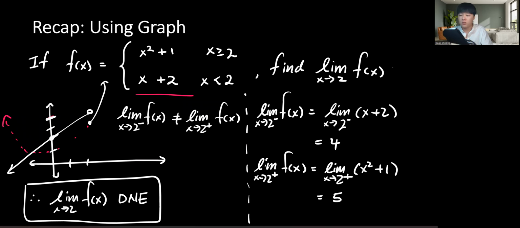You know what? I think I graphed this wrong. I think the graph has to be something like 5. Sorry for my mistake. I'm so sorry, right? So we can definitely compute this left and right limit algebraically, and then we can conclude that the left and right limits do not equal each other, therefore the limit does not exist.